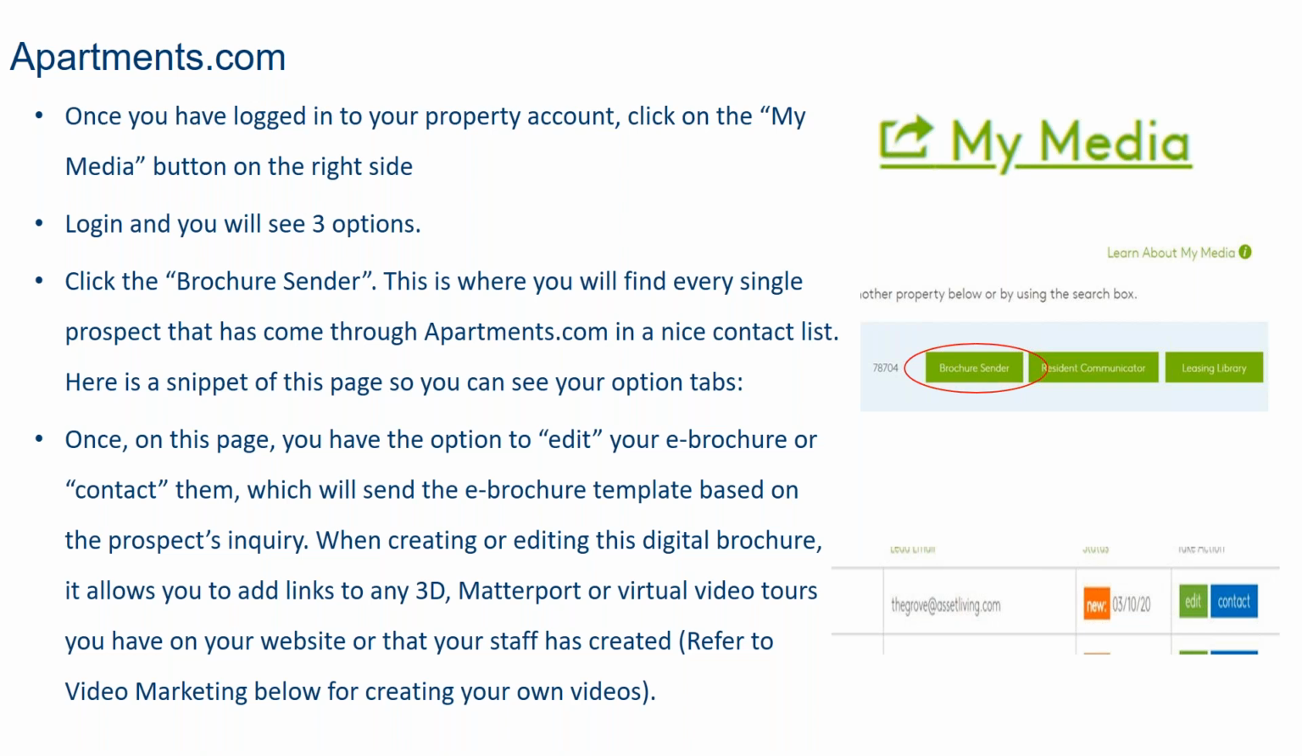You could add one of your 3D videos that you might have already on this listing, or it might be a video that you have created, a virtual tour for that particular unit that the prospect was interested in. It might be a video tour or a video that you've got on your website.